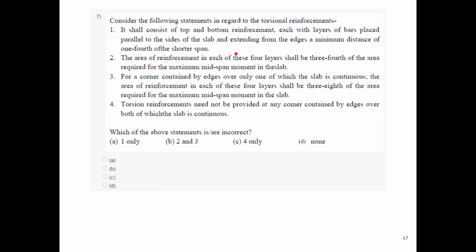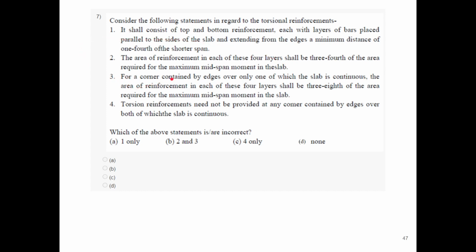Seventh question. Consider the following statements in regard to the torsional reinforcements. 1. It shall consist of top and bottom reinforcement, each with layers of bars placed parallel to the sides of the slab and extending from the edges a minimum distance of 1/5 of the shorter span. Second statement, the area of reinforcement in each of these four layers shall be 3/4 of the area required for the maximum midspan moment in the slab.